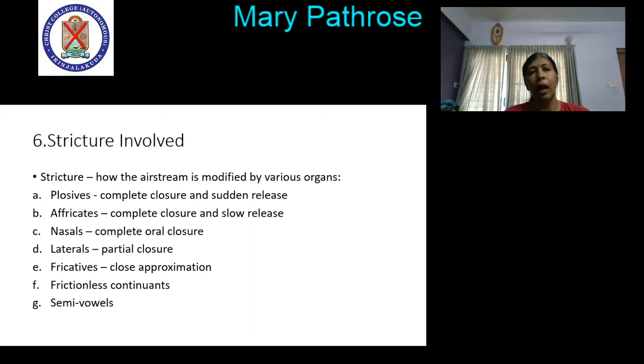Plosives are consonant sounds which are produced with a stricture of complete closure and sudden release. Complete closure means complete oral closure. That means during the production of a plosive consonant, the 2 articulators required to produce that sound will come into firm contact with each other. At the same time, the nasal passage is closed by raising the soft palate.